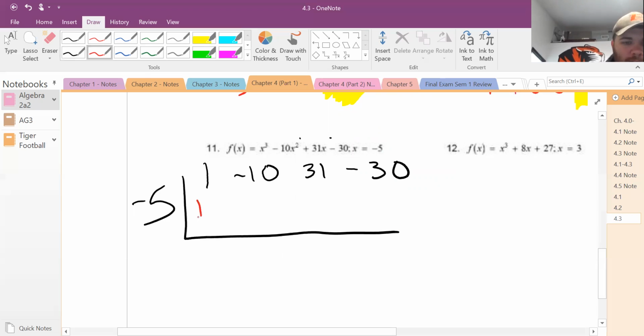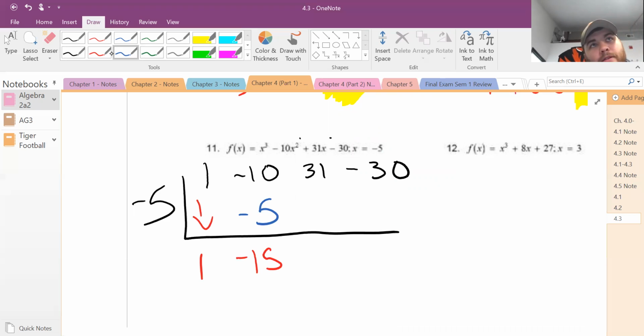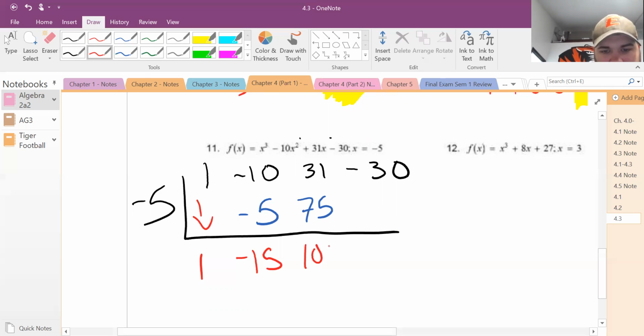Drop the 1 straight down. -5 times 1 is going to be -5. -10 minus 5 is -15. What is -5 times -15? 5 times 10 is 50. It's going to be +75. Double check me. Okay. 31 plus 75 is going to be, we're getting big numbers now. 106. Okay, let's see about this one.